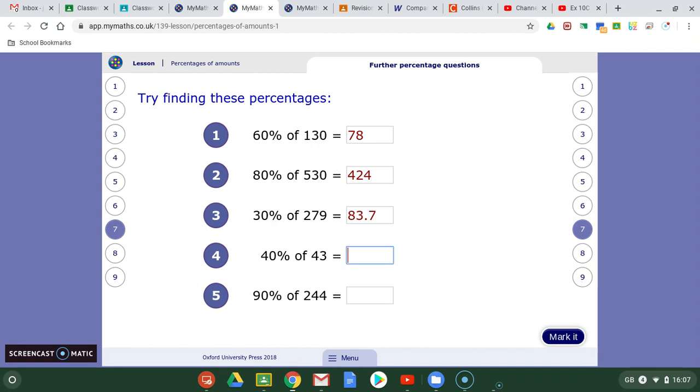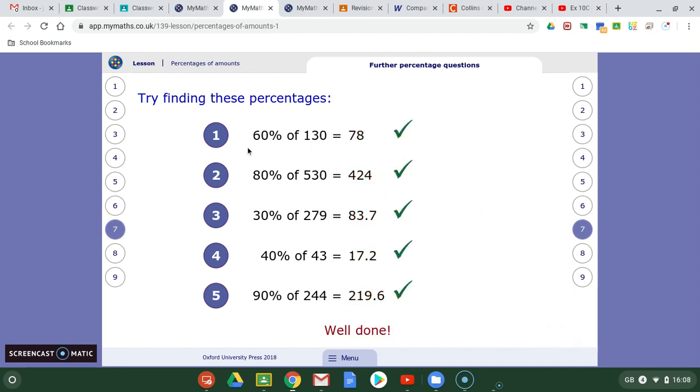40% of 43, well, find 10% and multiply it by 4 is what you could do. So 10% is 4.3, times that by 4 and you get 17.2. And then last one, you could find 10%, then multiply it by 9. Okay, so we would get 24.4 multiplied by 9, and you get 219.6. There is also another way you could do that. You could just find 10% and take it away from the number itself, because the number itself is represented by 100%, isn't it? Yeah. So there are some more difficult ones that you might have to do a little bit more working out with, but that's absolutely fine.